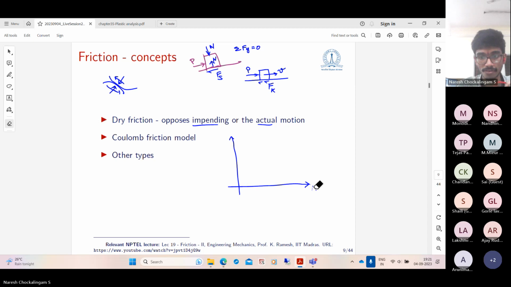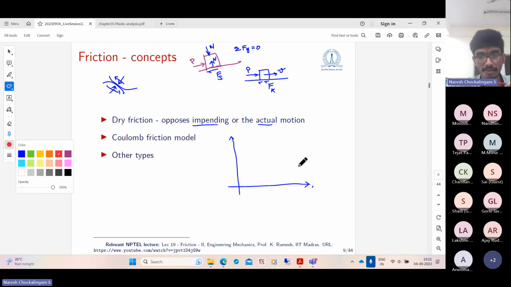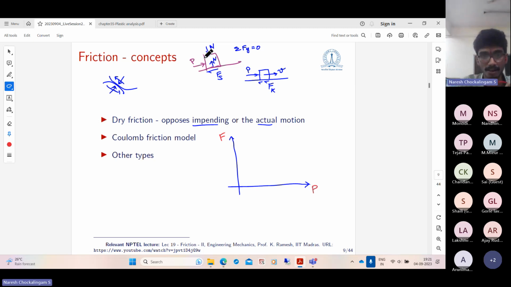Not the normal force. You can call it how the friction force Fs, or the friction force F, varies with the applied force P. Fs acts opposite to P up to a certain limit. It is equal to F. So this is at 45 degrees. Up to a certain limit, F is equal to the applied force P, and beyond that limit, it saturates. This is called the limiting friction of that surface, the limiting frictional force of that surface.